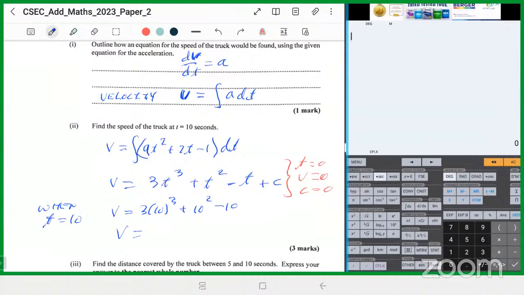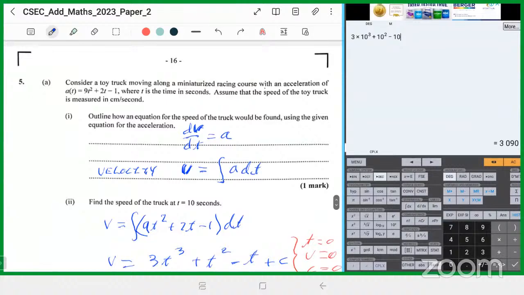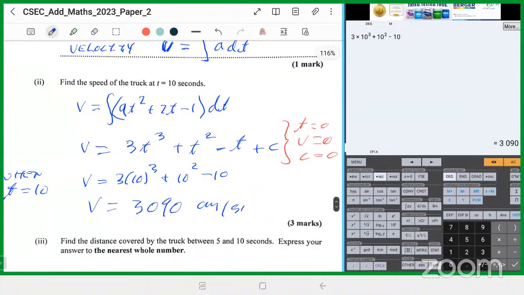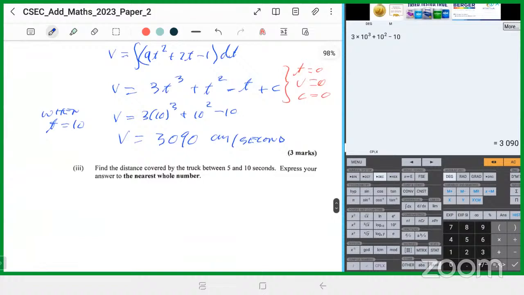So it becomes 3 times 10 cubed, that's 3,000, plus 10 squared, that's 100, minus 10. Yes, 3090. 3090 centimeters per second, right? That's what it said. Centimeters per second. Right, that's the speed after 10 seconds, assuming that it starts from rest.